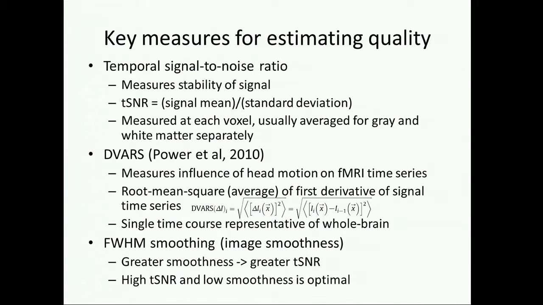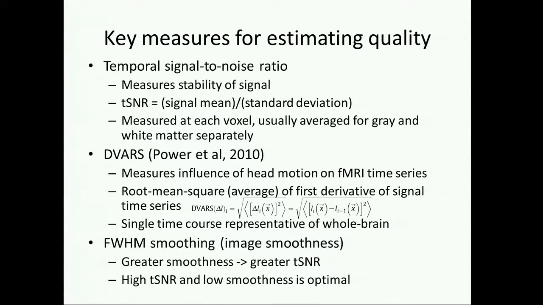The reason why smoothness of an fMRI data set is important is, for one thing, it tells you the minimum spatial specificity of a data set, or at least the baseline spatial specificity. But it also means that smoother data are automatically biased toward having a higher signal-to-noise ratio. So just because your TSNR is high doesn't necessarily mean it's great. You have to check how smooth the data are, and then base your comparison that way.